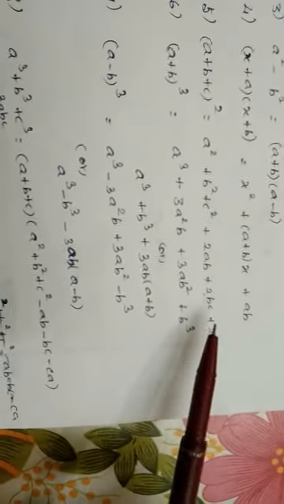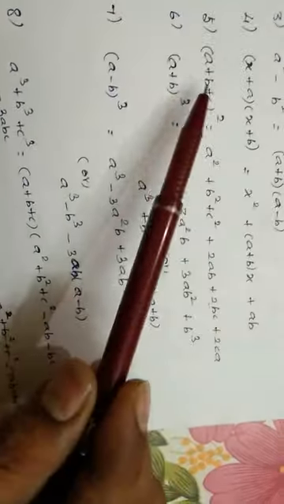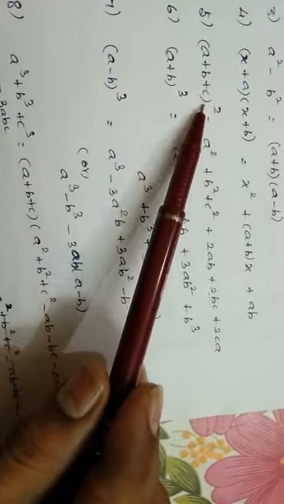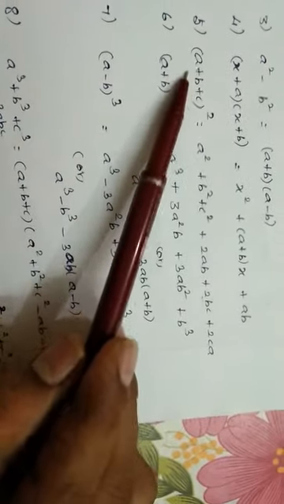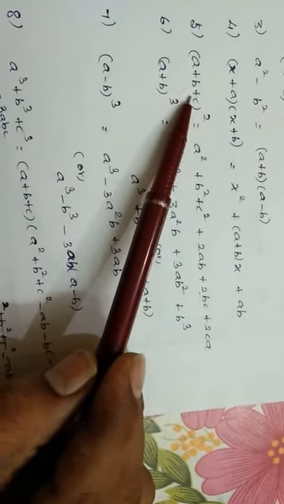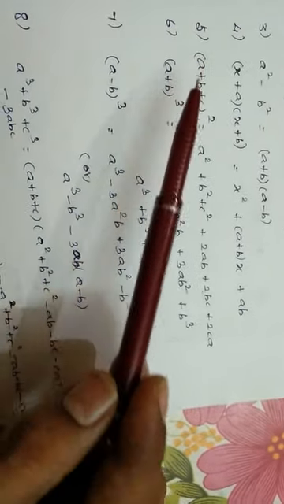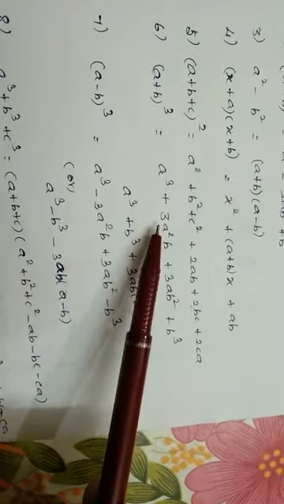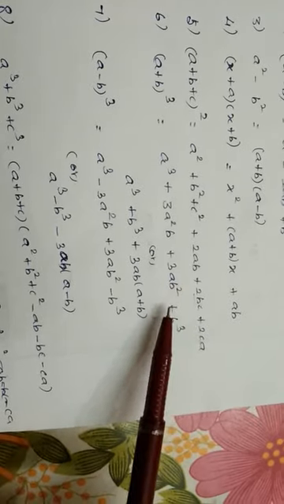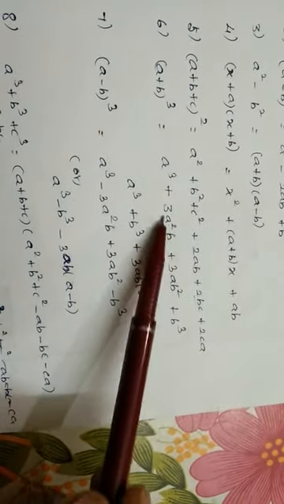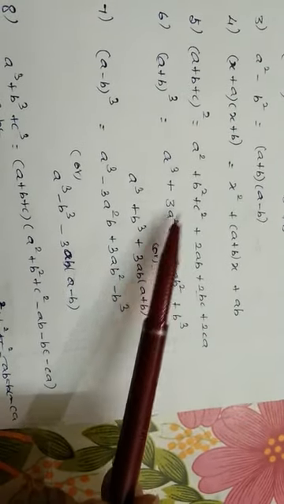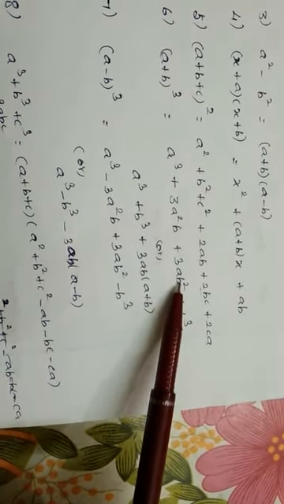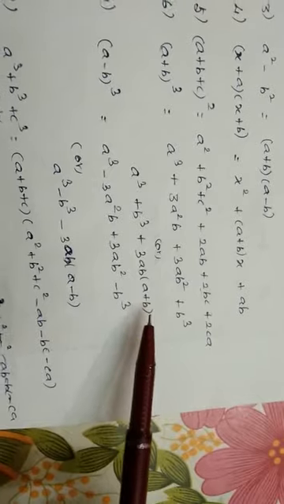Now you are going to study the new thing. (a + b + c) the whole square equals a square plus b square plus c square plus 2 times ab plus 2 times bc plus 2 times ca. Similarly, (a + b) whole cube equals a cube plus 3a square b plus 3ab square plus b cube, or here 3ab is common, so we can write a cube plus b cube plus 3ab into the remaining a, b, so 3ab(a + b).